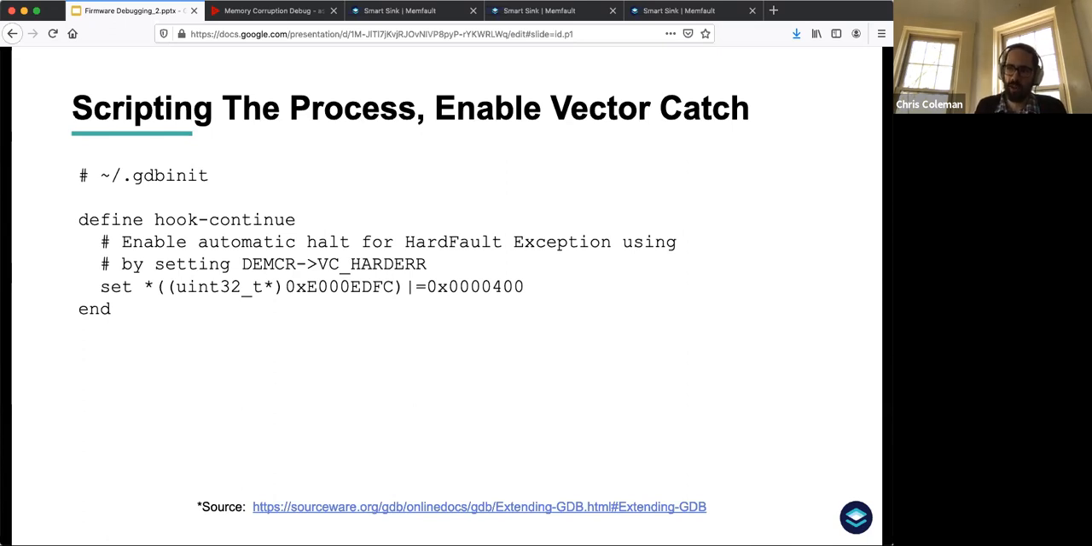And so the first piece we're going to do in scripting is automatically enable that vector catch feature. This way, anytime a hard fault takes place on your system, you'll get halted and see the state. If you're using CMSIS, the default hard fault handlers are actually while(1) loops. So maybe you've typed some code before and seen your system hang and not known what's happening. If you enable vector catch, even in that situation, it will halt automatically.